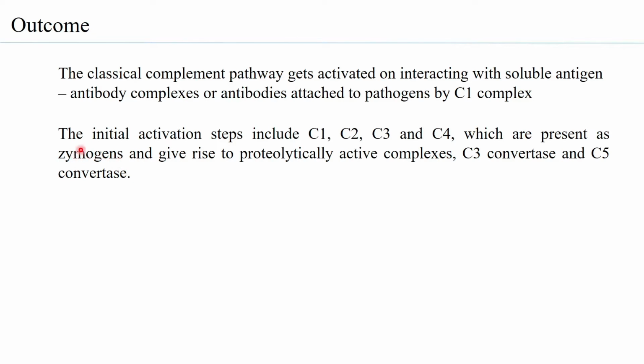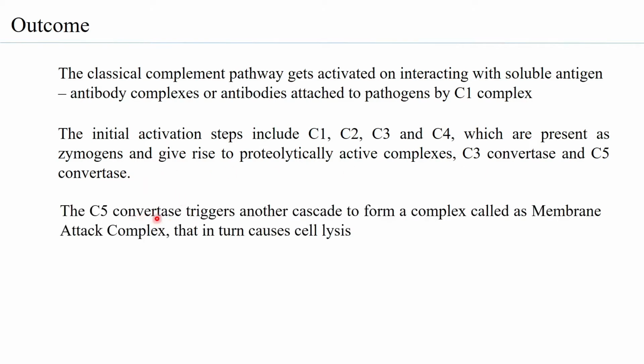And the zymogens, when they are activated, give rise to proteolytically active complexes. That means they are able to degrade or cleave proteins, and these proteolytically active complexes are the C3 convertase and the C5 convertase. The C5 convertase triggers another cascade. So this was a cascade from C1 to formation of the C5 convertase, and the C5 convertase itself is going to trigger another cascade to form a complex that is called the membrane attack complex, and it is this complex that in turn ultimately leads to the lysis of the cell.